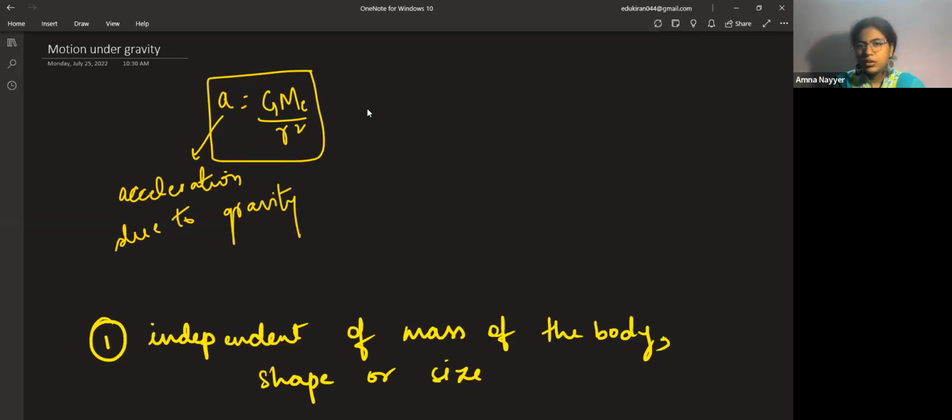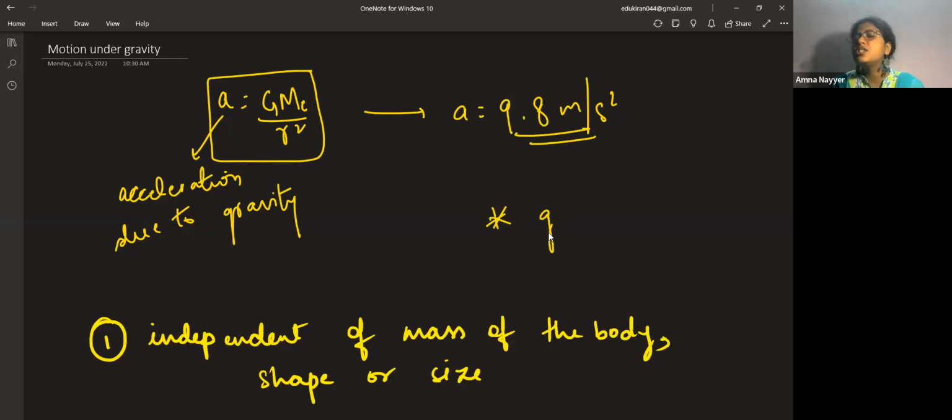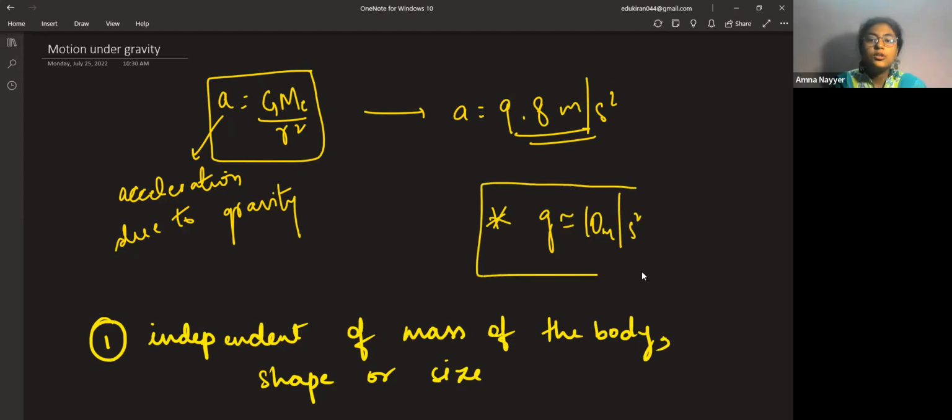gravity. So when you put all the constant values, the value of G, mass of Earth, radius and everything, this comes to be exactly 9.8 meter per second square. We write it as g mostly to represent acceleration due to gravity. Sometimes you round it off and use it as 10 meter per second square. So in some questions it is mentioned, take g as 10 meter per second square. If nothing is mentioned, use 9.8.